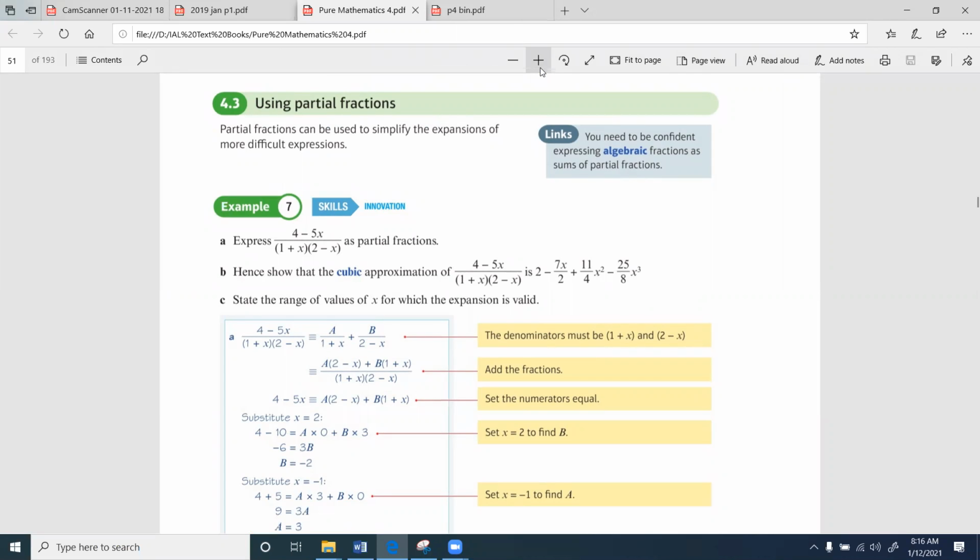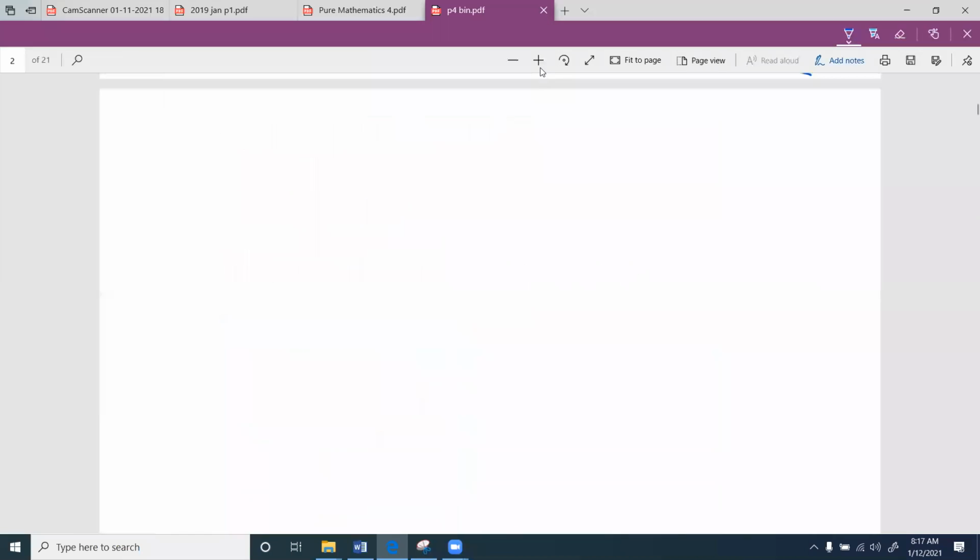Then show that the cubic approximation for this is given. What do you mean by cubic approximation? It means you write up to x to the power 3. State the range of values of x for which the expansion is valid, right? So initially, the question is (4 minus 5x) over (1 plus x)(2 minus x).